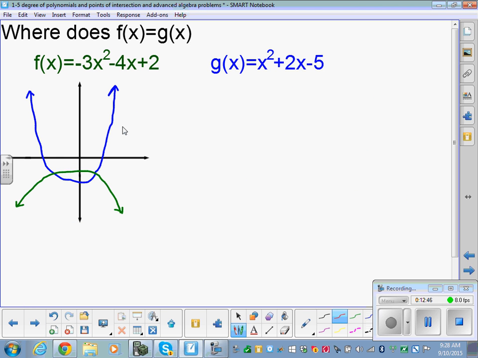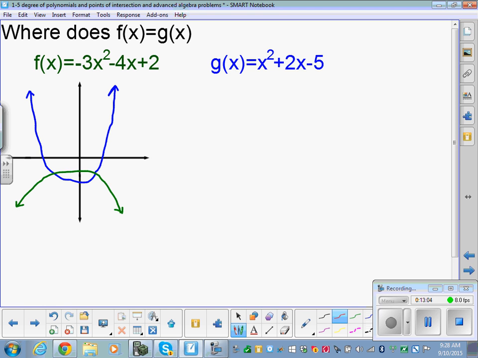Okay, so here's my next example. I have this green function, f of x is equal to negative 3x squared minus 4x plus 2. And then I have this second function, g of x is equal to x squared plus 2x minus 5. I went ahead and took the liberty of graphing it really quick, just so I could look at what I'm looking at here.